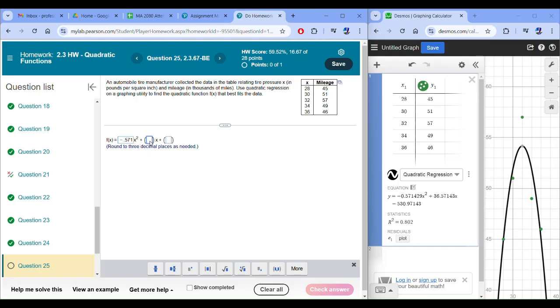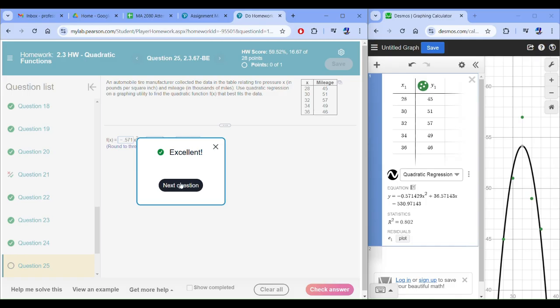parentheses x should be 36.571, and then negative 530.971. Dang, all the ones. I hope this is right. Let's see. Oh, fantastic. Sick. Cool. So again, using regression, copy paste it, get the table, click the 3 dots over there. You can open regression. Awesome.